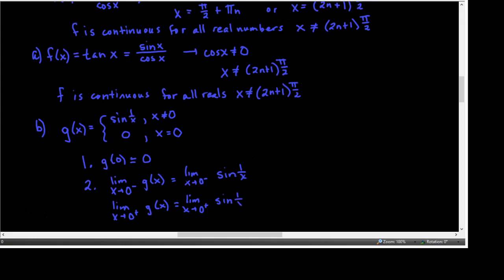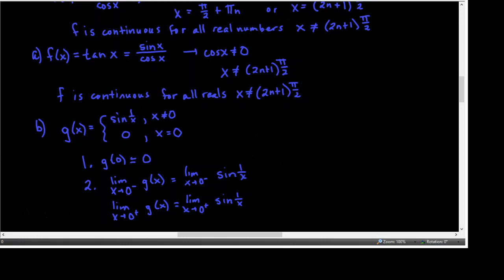So if we take a number really close to 0, I'll just make up some positive answers because those are easier to think of, like 0.1. What's 1 divided by 0.1? Well, it's 10, sine of 10. Okay. Now let's get closer to 0. Let's say 0.01. 1 divided by 0.01 is 100, so that would be sine of 100.